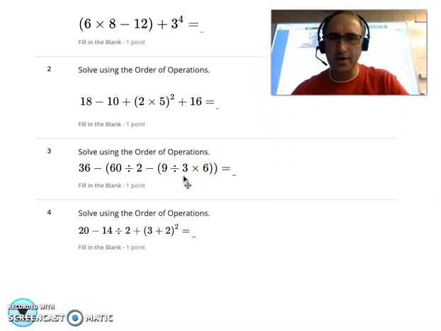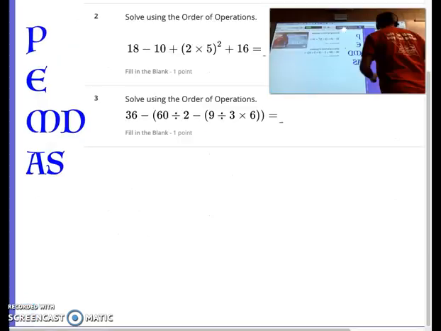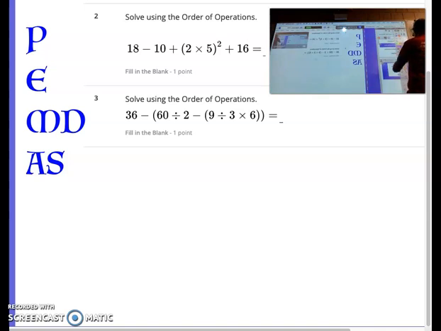As we look at it, remember we need to think about PEMDAS. That's parentheses followed by exponents. After each step, we start again: parentheses, exponents, multiplication, division, addition, and subtraction. All right, in question number 3, do we have any parentheses? Yes, we actually have a tie.